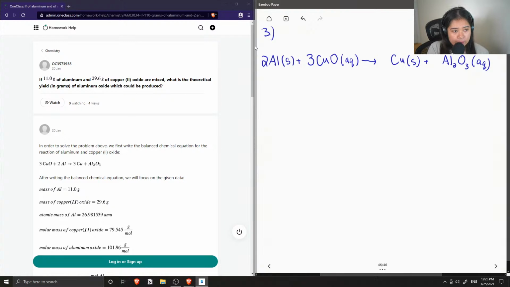And now we have 3 coppers on our reactant side. So I just need to put a 3 in front of the copper on our product side. So now everything should be balanced, and under each of these compounds, I'm just going to write out everything we know. So we know the mass of aluminum is 11 grams.